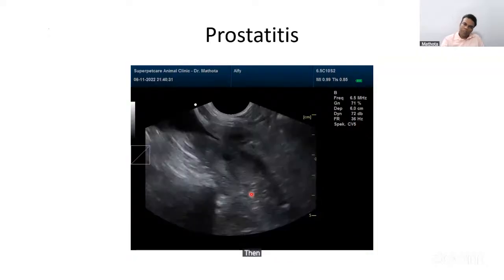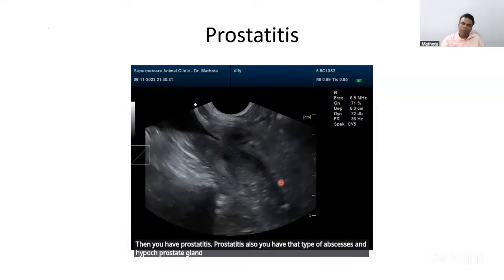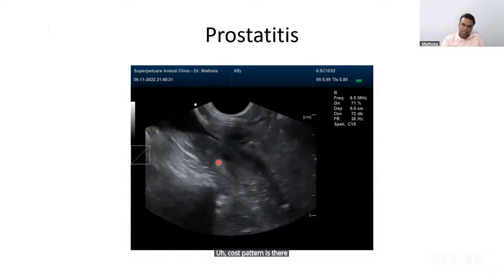Then you have prostatitis. In prostatitis you also have that type of abscesses and a hypoechoic prostate gland, and it's always painful. When you keep the probe and try to scan, the pain is there. It's very difficult to scan if there's prostatitis, because the echo pattern is heterogeneous.